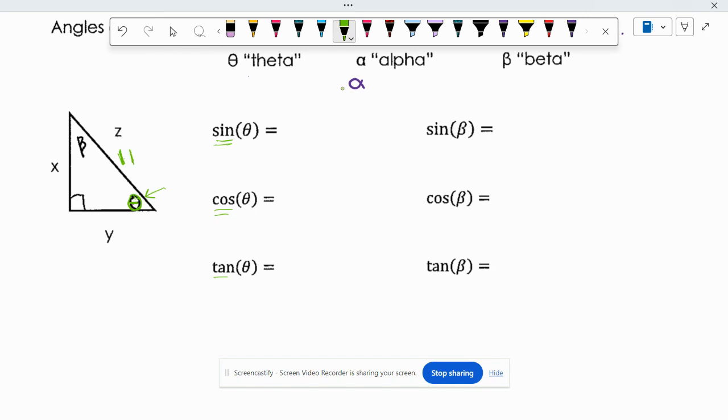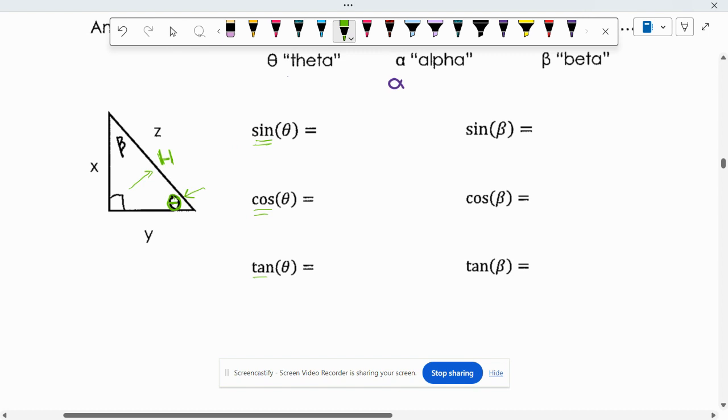Well, because it's opposite the, yeah, that's my hypotenuse. Looking at this angle, what side is opposite that angle and what side is adjacent to it? Adjacent means it touches it, opposite means it doesn't. So what side is opposite that green angle, theta? X. Yeah, this is the opposite side. So that means that y is the adjacent side.